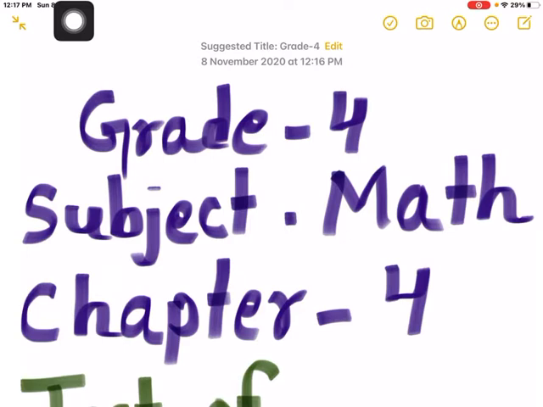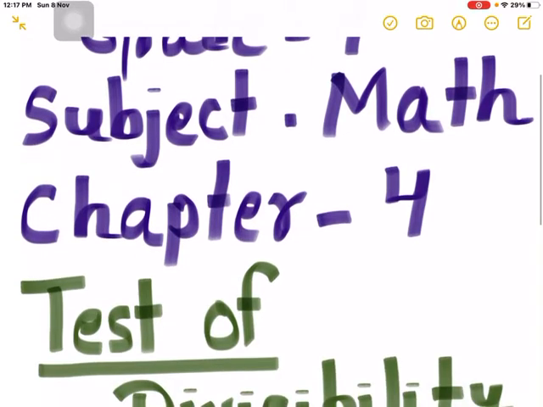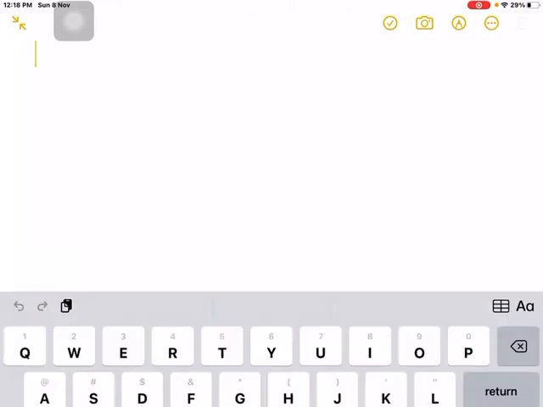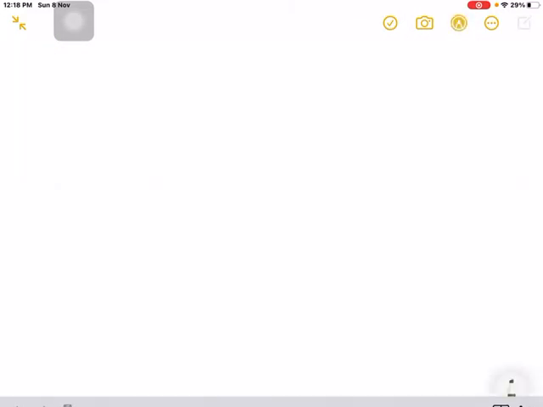Today in our math subject, we are going to start a new chapter, chapter 4, and the name of this chapter is Test of Divisibility. Okay, the chapter's name is Test of Divisibility. So in today's class we will know about the test of divisibility. So let me start now.